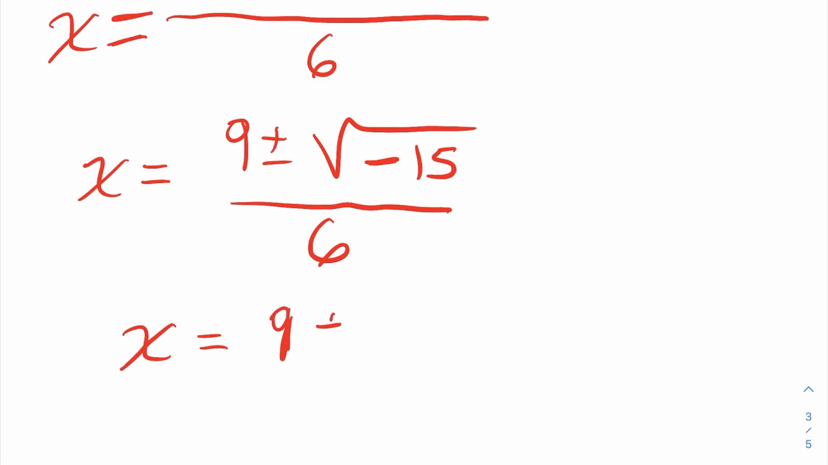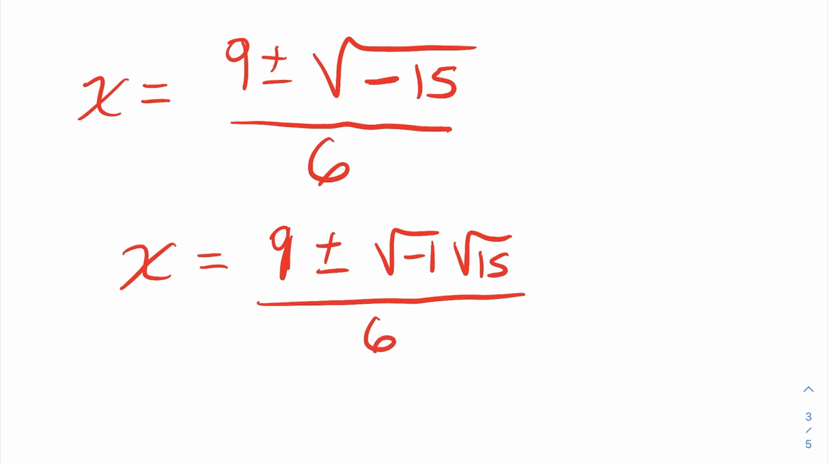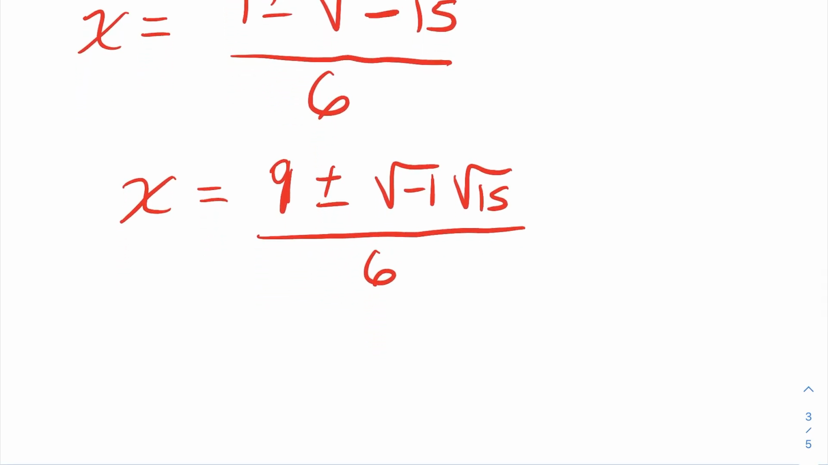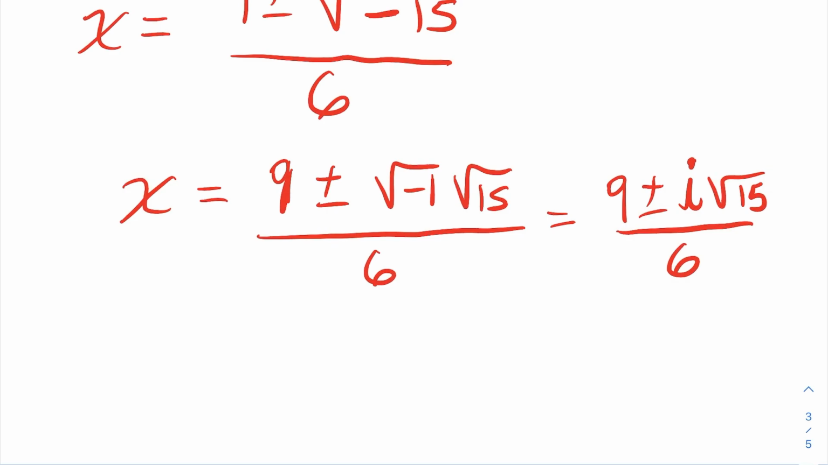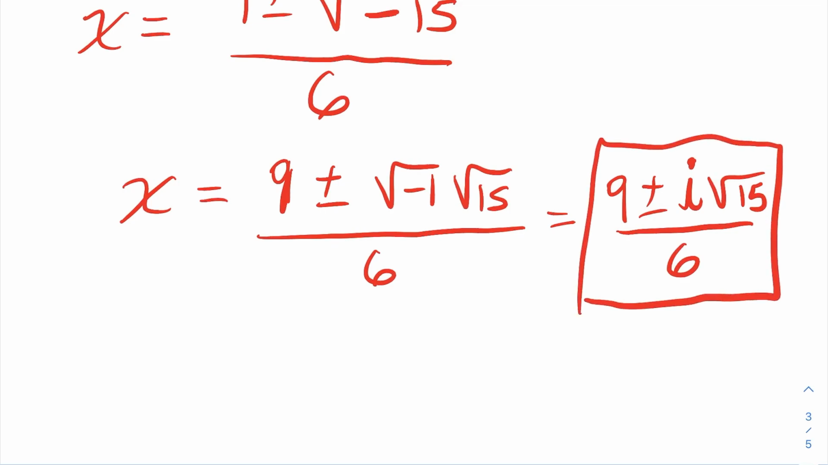So I get 9 plus or minus the square root of -1 times the square root of 15, all over 6, where the square root of -1 is just i. So this is 9 plus or minus i square root of 15 over 6. And there's nothing else that we can do with that because there are no common factors to factor out of the numerator. So nothing cancels, and this is our final answer.